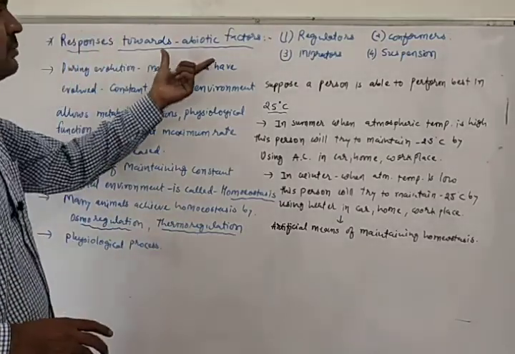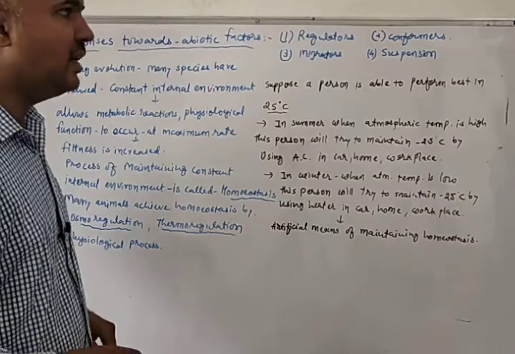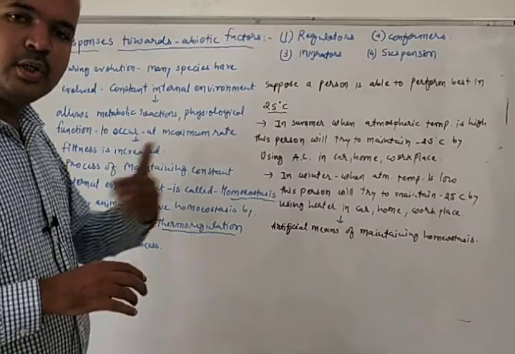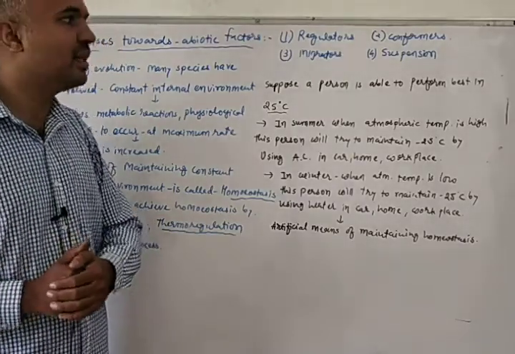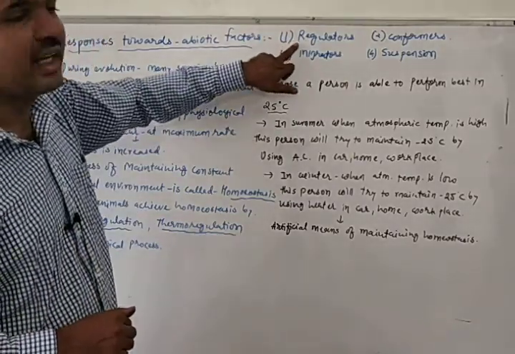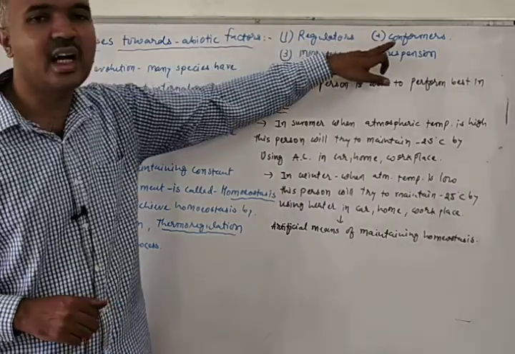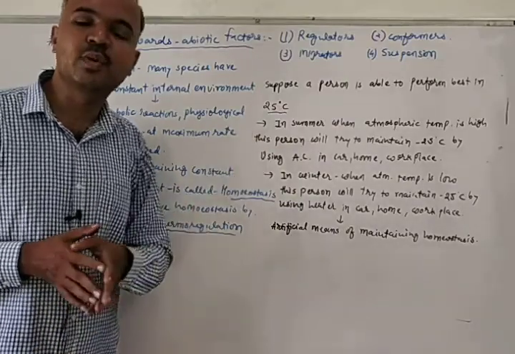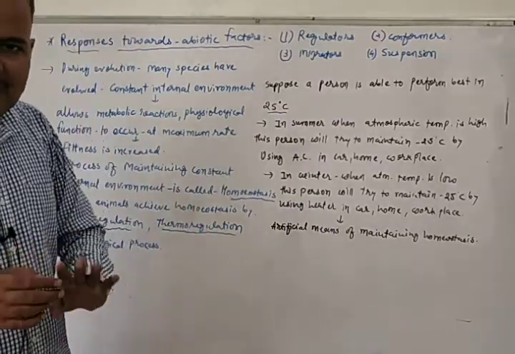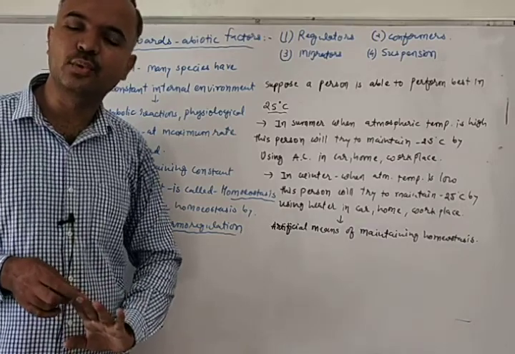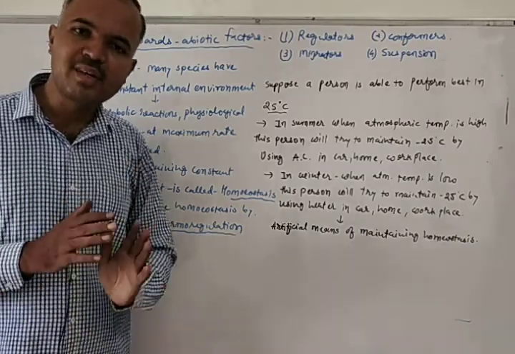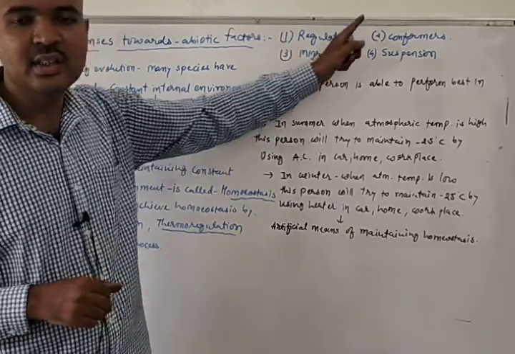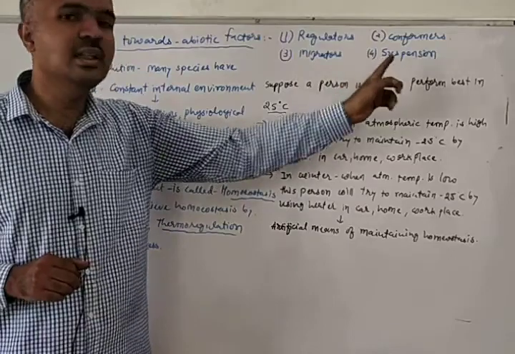Different organisms respond to these abiotic factors via four methods. Sometimes they respond via regulation, sometimes via conformation, sometimes via migration, and some organisms will respond via suspension. So basically there are four methods of responding to the abiotic factors: regulation, conformation, migration and suspension.